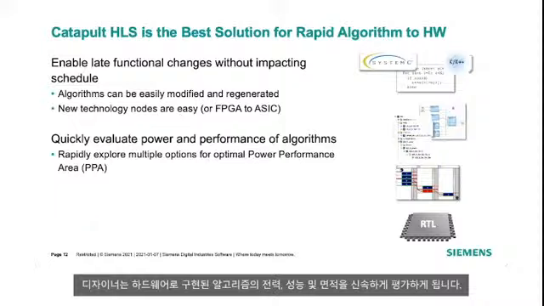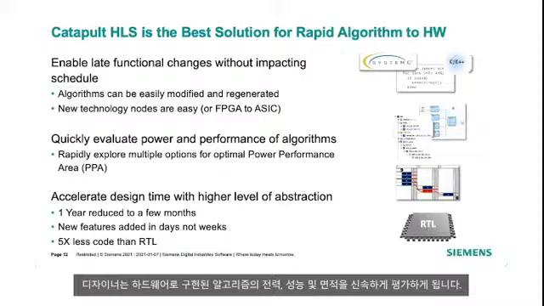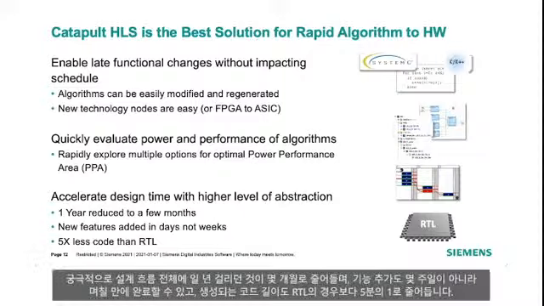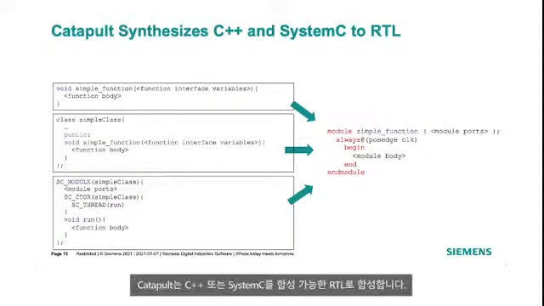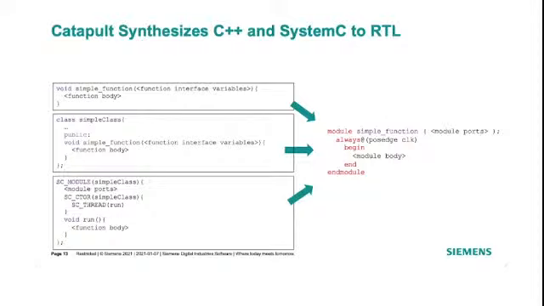Designers get to quickly evaluate power and performance in area of an algorithm built to hardware, and ultimately the entire design flow is reduced, going from a year down to a few months, being able to add features in days and not weeks, and also producing 5x less code than RTL. Catapult synthesizes C++ or System C to synthesizable RTL.